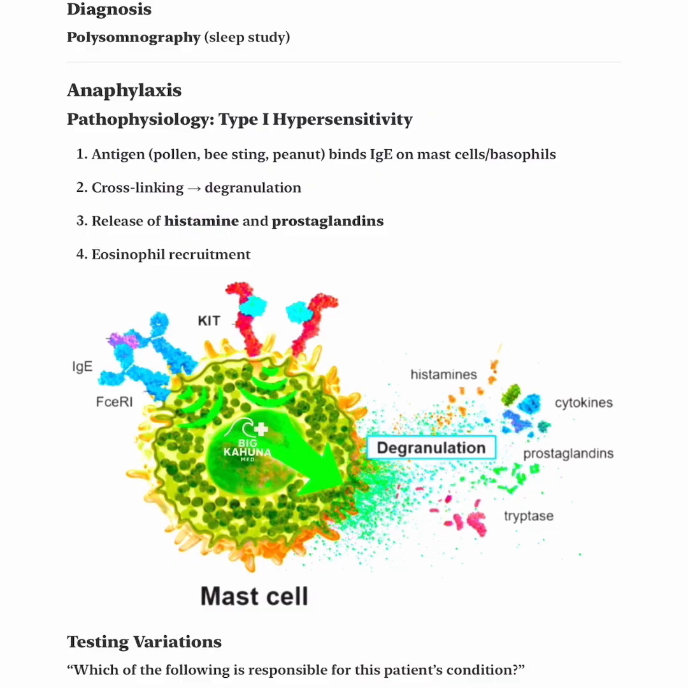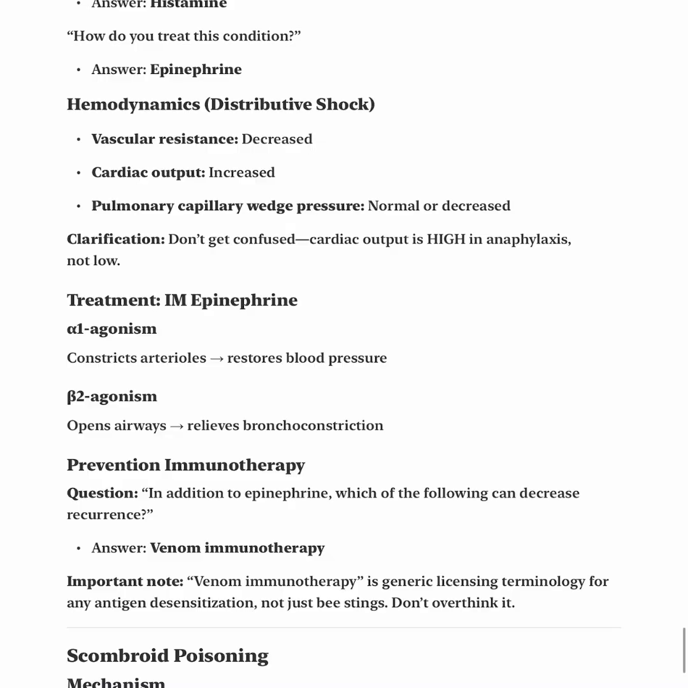Here we've got a nice little image of a mast cell degranulation taking place. A lot of times they'll show you an image where it almost looks like the mast cell is getting cracked open due to all the receptors being pulled to one side. That's at least how I like to remember this. But here, when you see the histamine, cytokines, prostaglandins, tryptase being released, this image should help you remember the sequence that takes place. If I ask you what is responsible for the presentation of this patient's condition, your answer is histamine. If I was to ask you how do you treat this condition, your answer would be epinephrine.